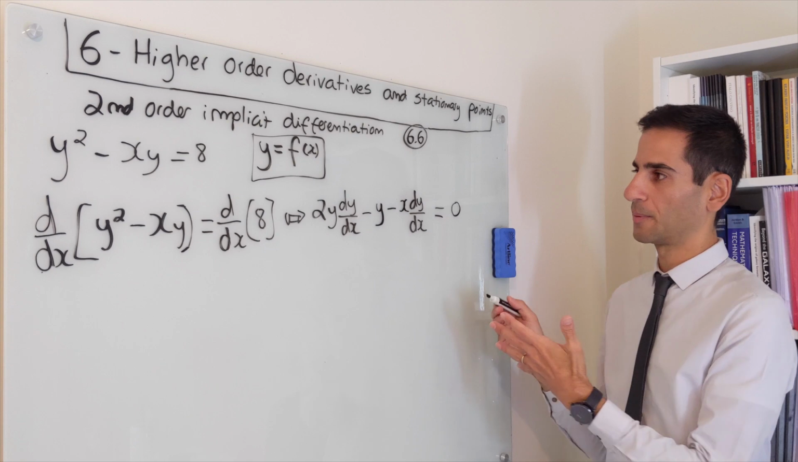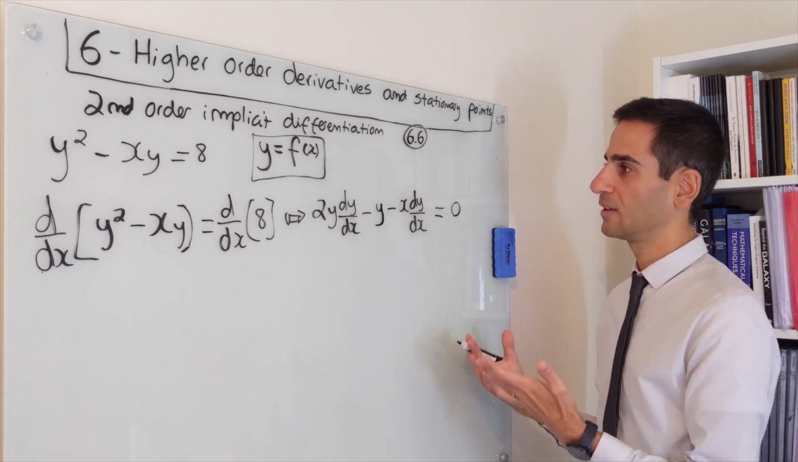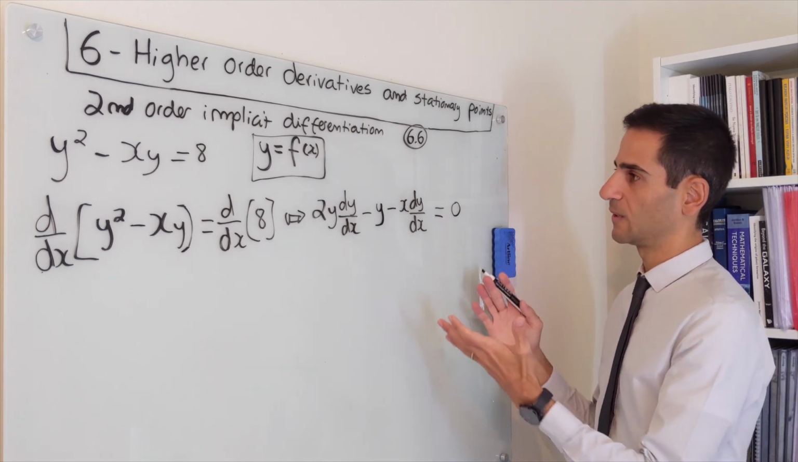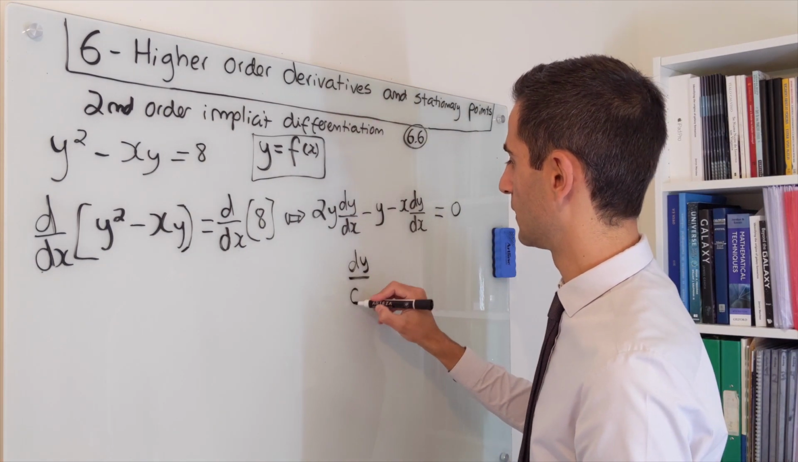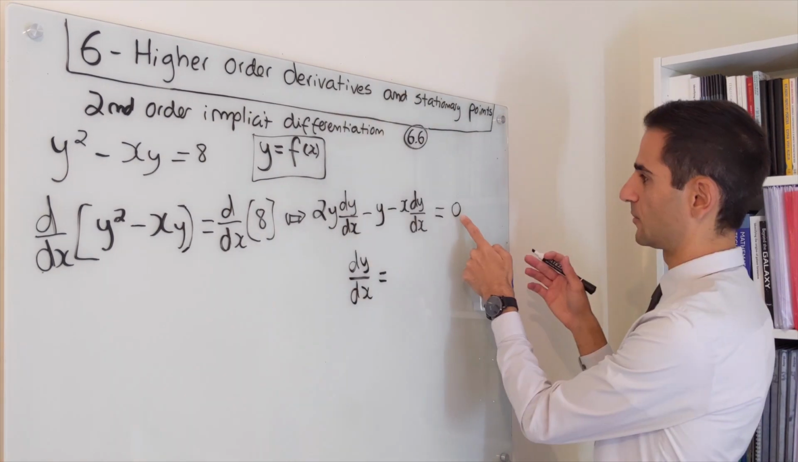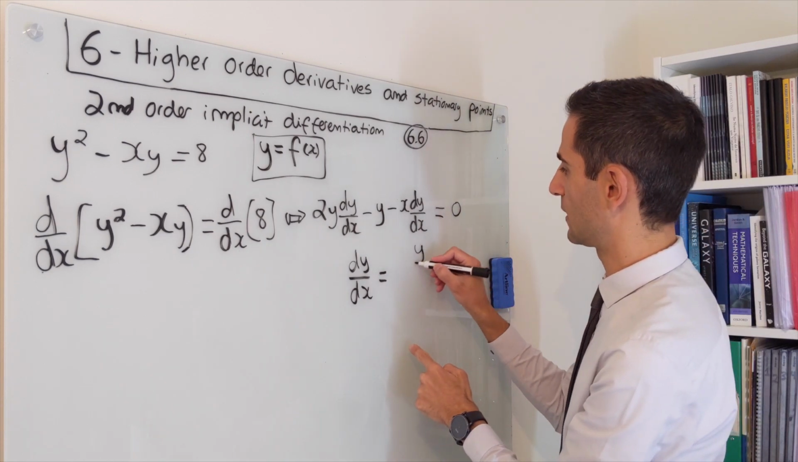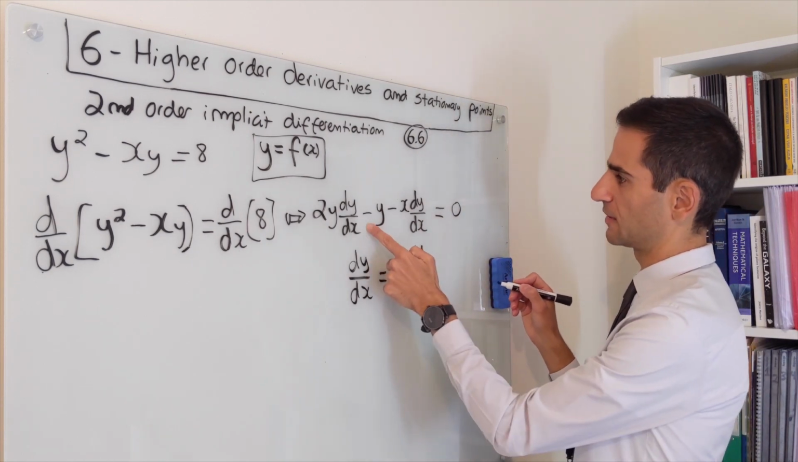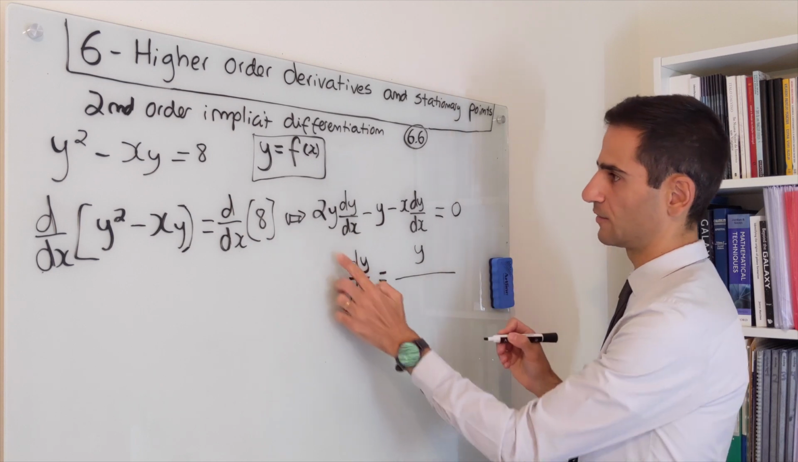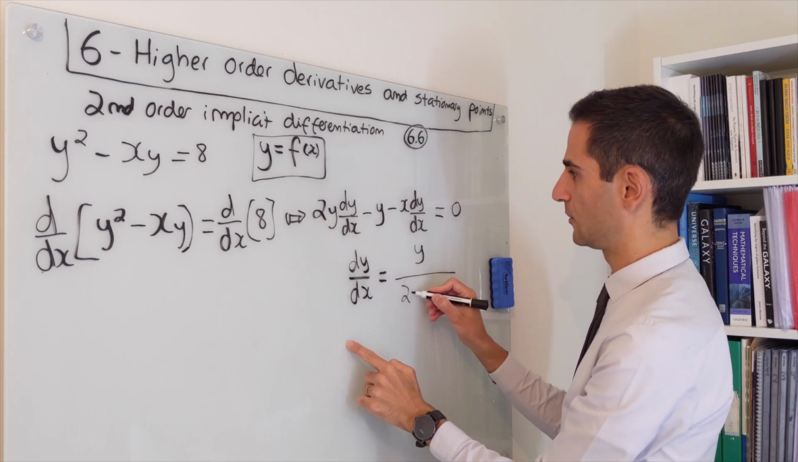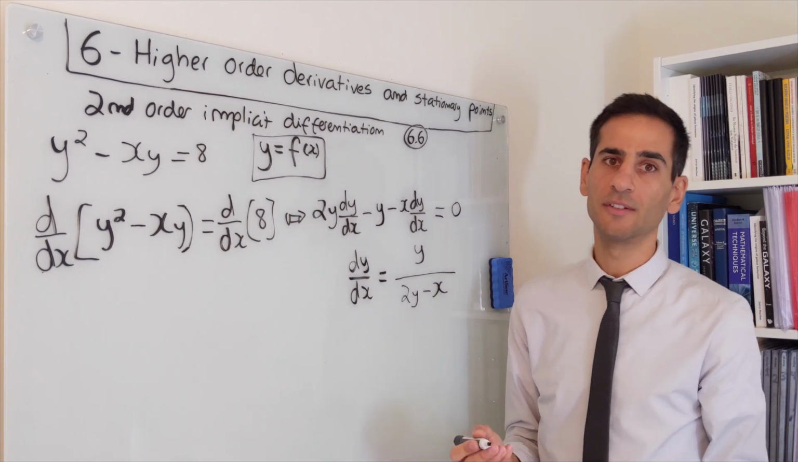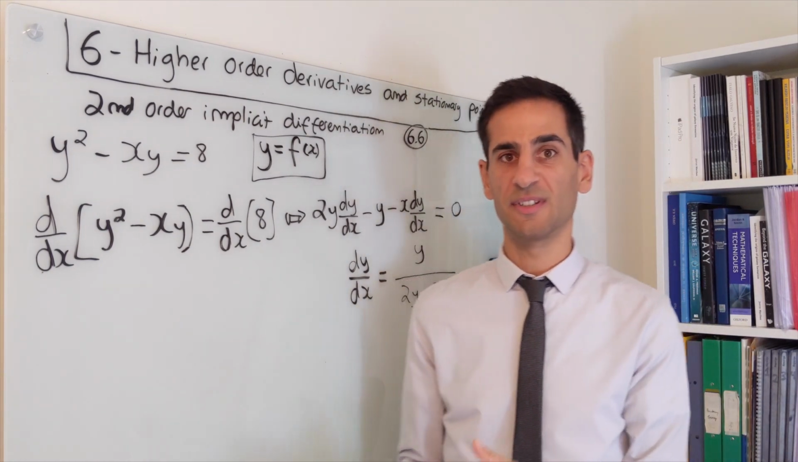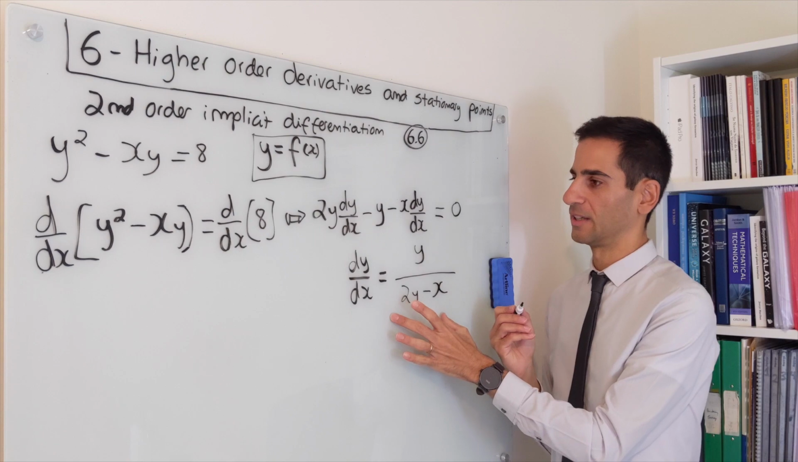Once you get to this step, you should now be really familiar with how to do this. We group the terms, which means we can then write dy dx. We take y to the other side. It becomes plus because it's negative here. And then we're dividing by 2y minus x. If we just wanted to do first order implicit differentiation, this would be the answer.